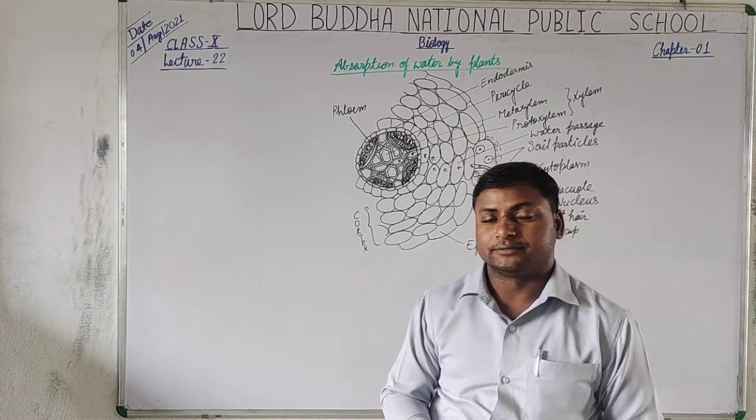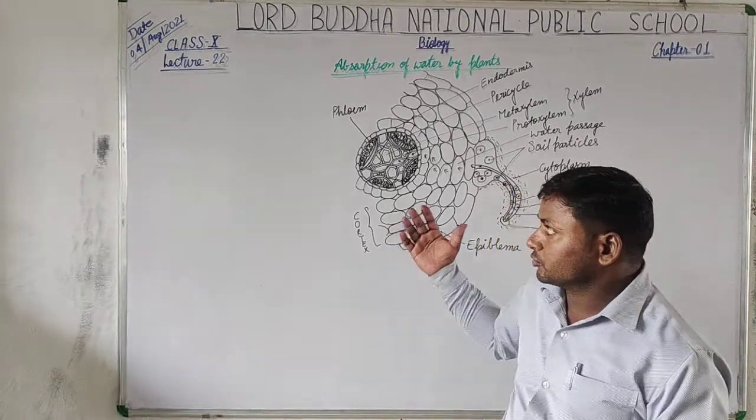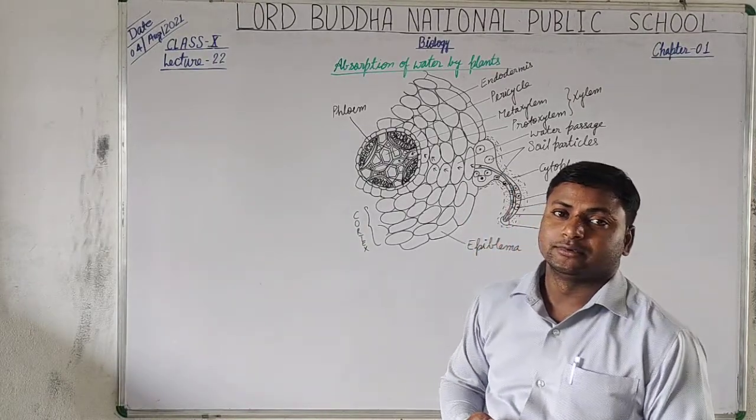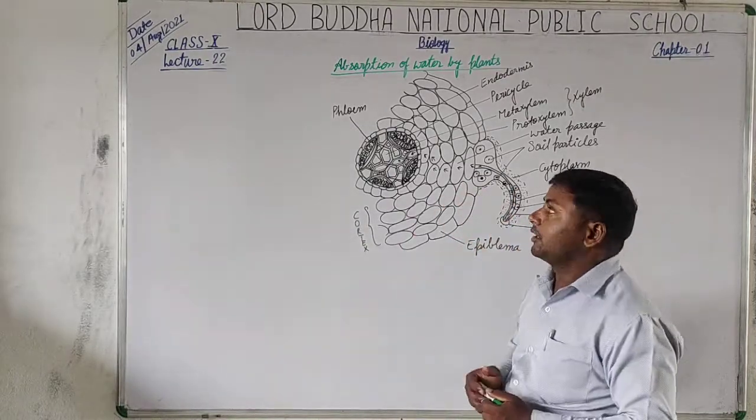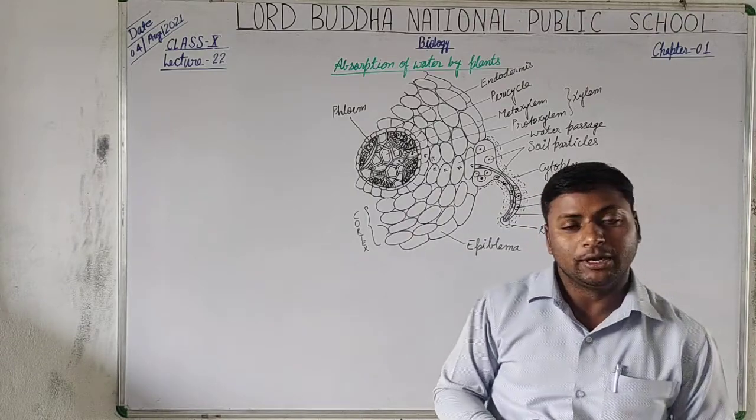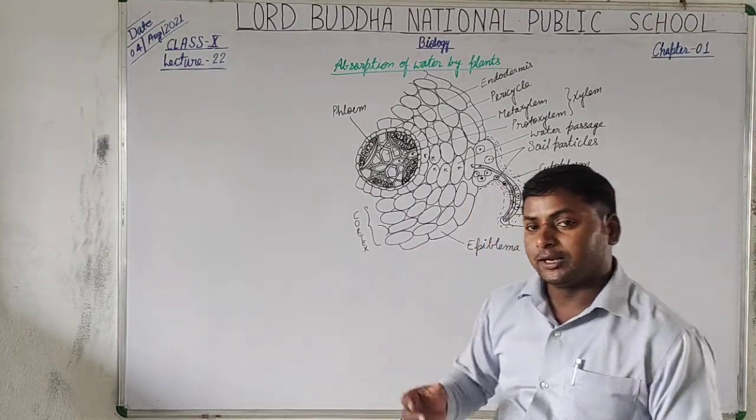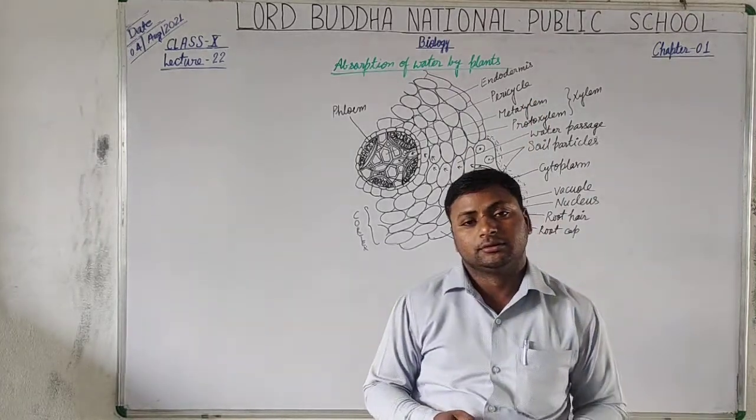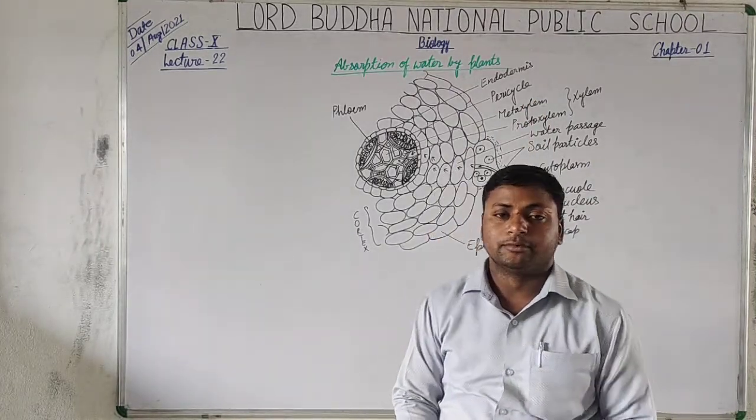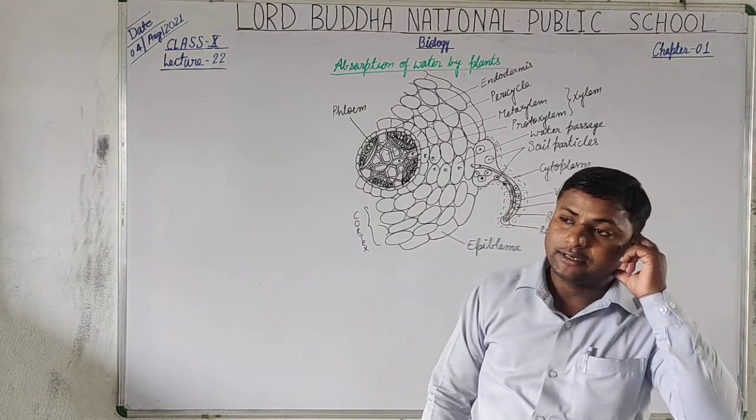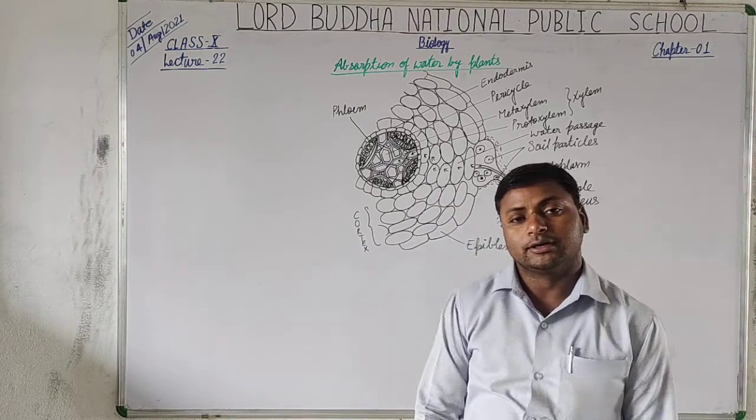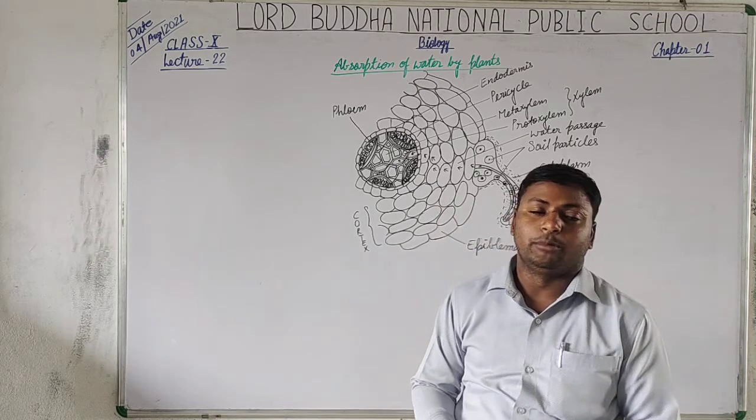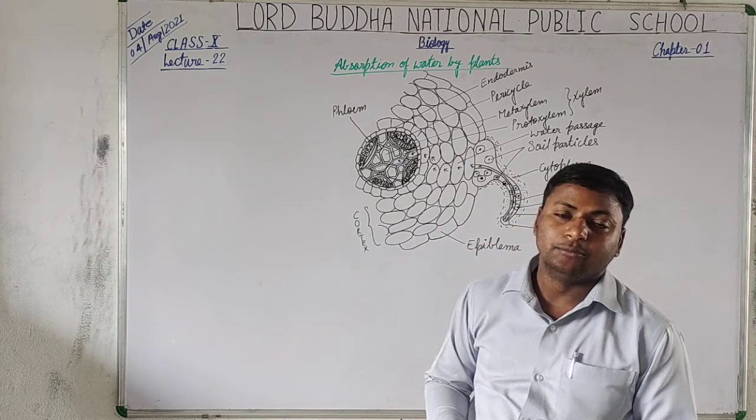In the previous lecture we discussed the phenomena related to transportation in plants. Now students, today we are going to describe the absorption of water by plants, or absorption of water in plants by the root. As we described, the transportation of water takes place in plants with the help of xylem tissue.